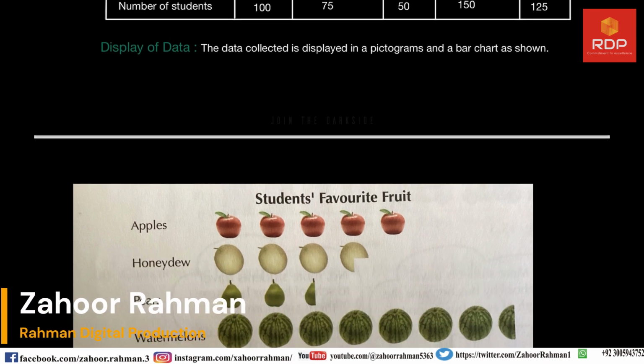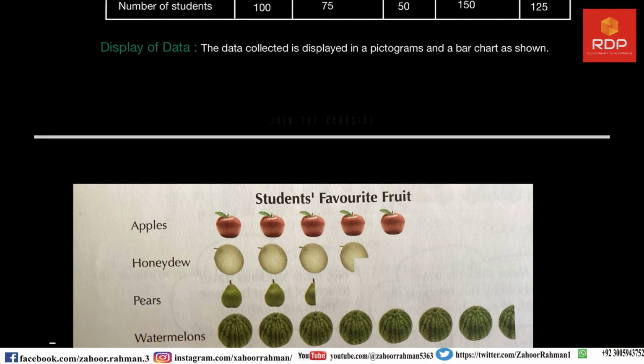The third step is the display of data, which is not the final one. The data collected is displayed in a pictogram. Pict means picture, gram means graph. Just like medical students use cardiography or cardiogram, ECG, electrocardiogram. Gram means graph. Remember this word. So they are displaying this pictorially.